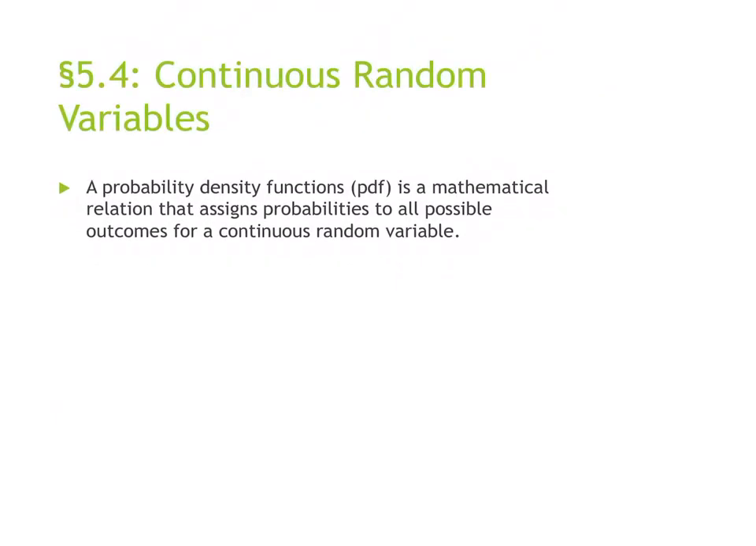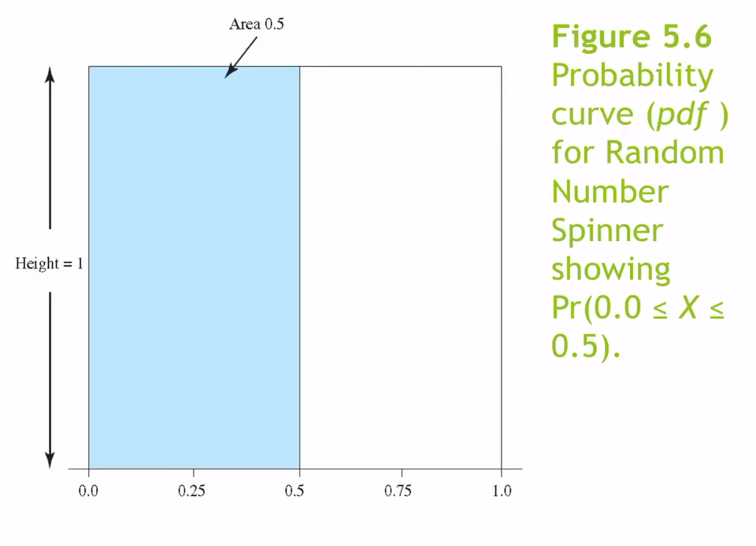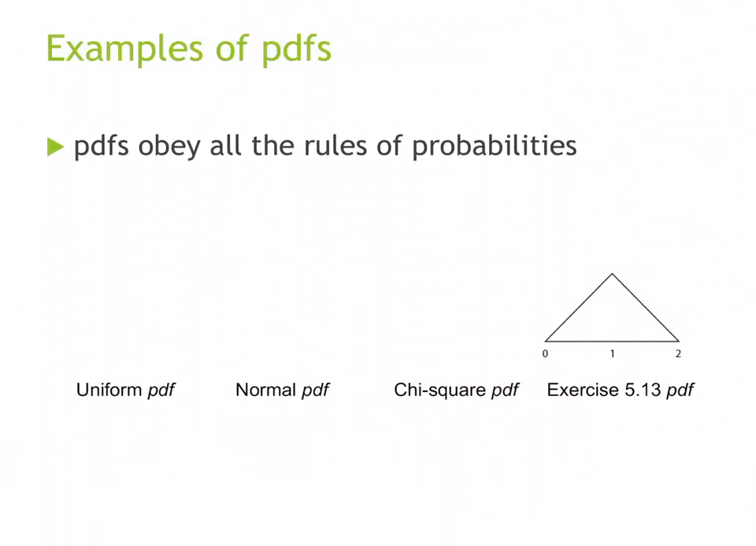A probability density function, called a PDF, is a mathematical relation that assigns probabilities to all possible outcomes for a continuous random variable. The PDF for our random spinner is shown on the next slide. The shaded area under the curve represents the probability. For instance, here we want to know the probability of landing between 0 and 0.5. On the spinner, we go from 0 to 1, and the area under the curve is 0.5. There's a 50% chance that you can land between 0 and 0.5 using the spinner. The PDF obeys all the rules of probabilities.